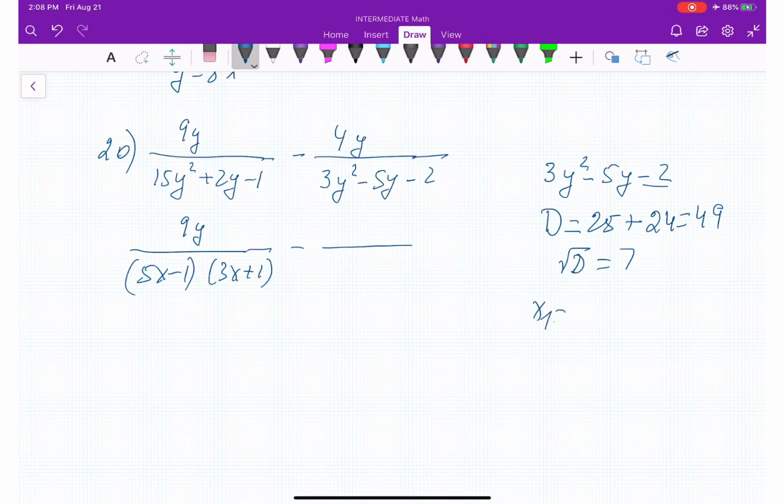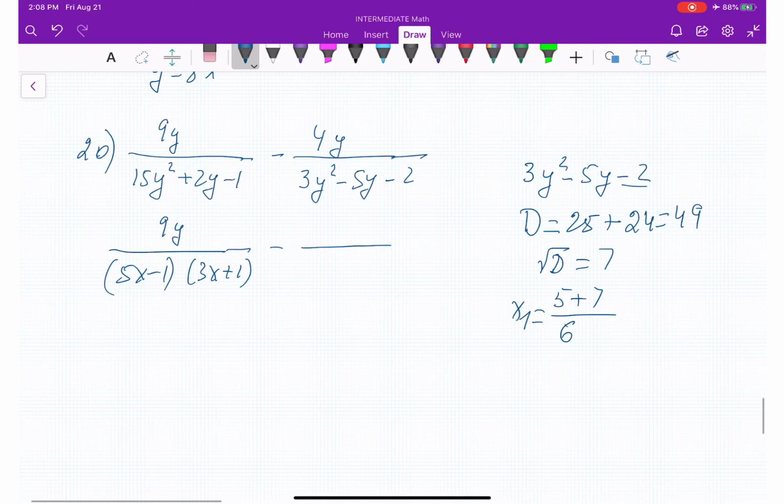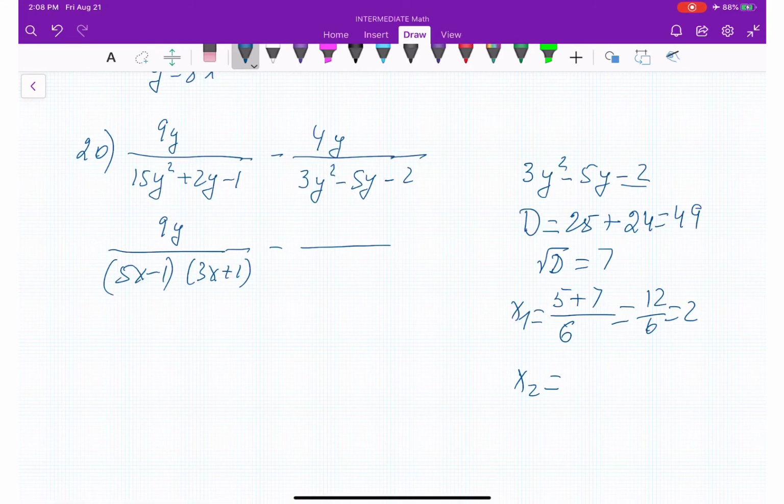So x1 is equal to negative b, which is going to be positive 5, plus 7 over 2a, which is going to be 6. 2 times 3. This is equal to 12 over 6, which is equal to 2. And x2 is going to be equal to 5 minus 7 over 6. It's going to be negative 2 over 6. It's going to be negative 1/3.